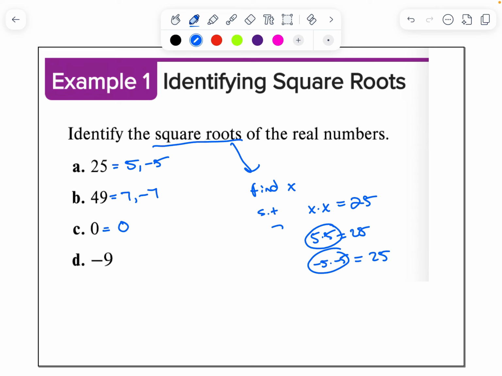What number times itself equals negative 9? You may intuitively think, what about negative 3? But those two multiply to positive 9, and since they don't multiply to negative 9, they are not a square root of negative 9. For this course, what we're going to say is that does not exist. That is not in the real numbers. It says identify the square roots of the real numbers, and we're trying to find a real number answer for this course. So the square roots of negative 9 do not exist.